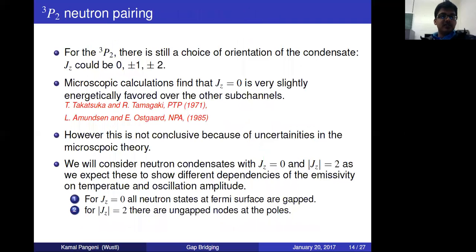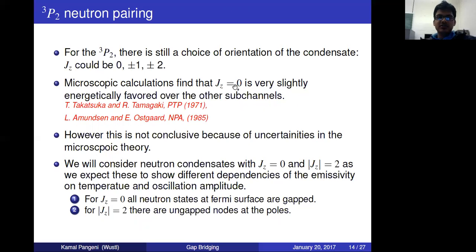Next, we looked at the 3P2 neutron pairing. So the previous one was for 1S0. For 3P2 neutron pairing, you still have a certain choice for the orientation of the condensate. Like the J_z can be 0, plus or minus 1, or plus or minus 2. There has been microscopic calculation to see which one is the favorable one. And it turns out from the microscopic calculation that the 0 subchannel, J_z equals 0, is slightly favorable to the other ones. But there are uncertainties in the microscopic calculation.